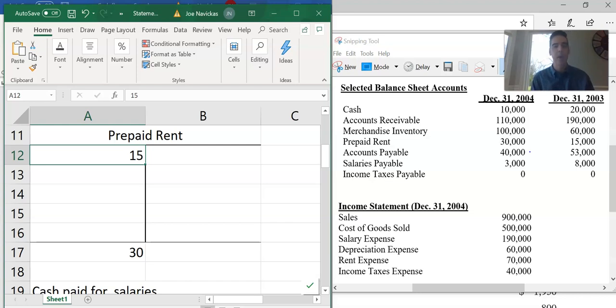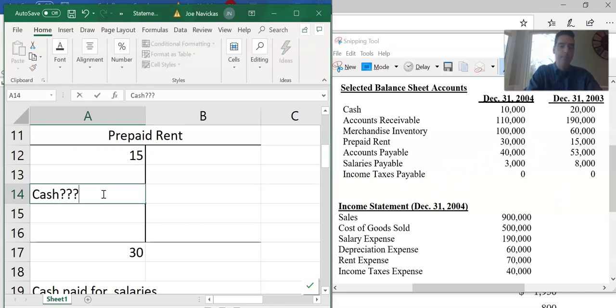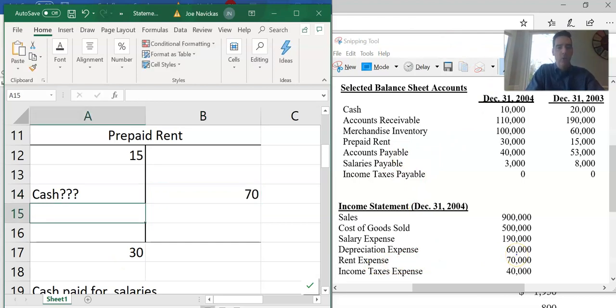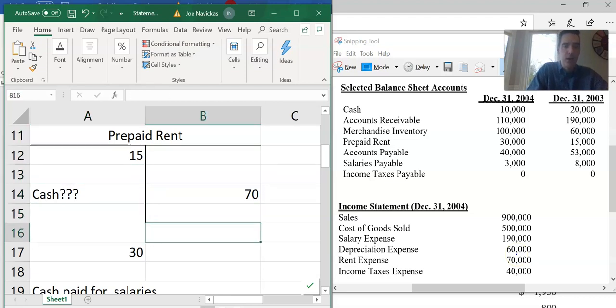All right, so prepaid rent has a beginning balance of 15 and an ending balance of 30. So remember, we're solving for this. Cash makes the prepaid account go up, and then the expense makes it go down. So I'm going to plug in the expense number here, and I have 70,000. So I'm going to just abbreviate here. So the total of these two numbers, the 15 and the cash, is 30 greater than the right side.